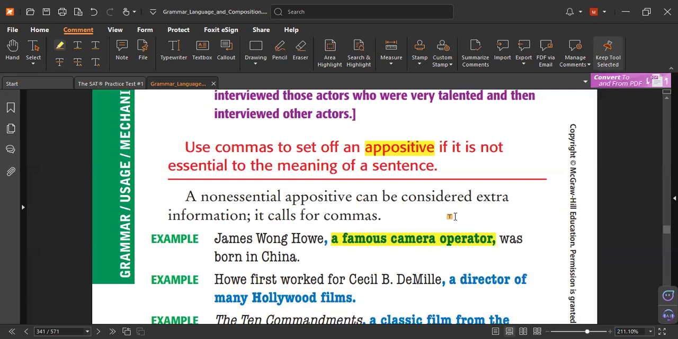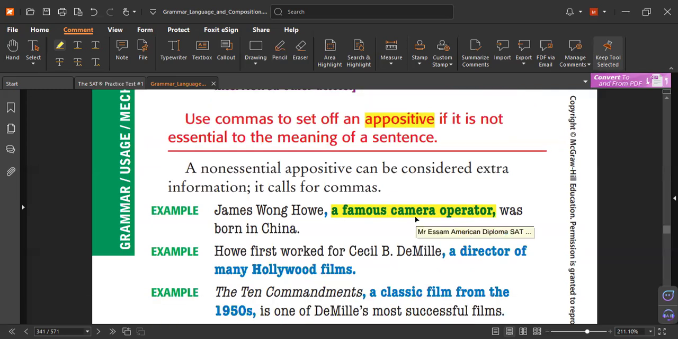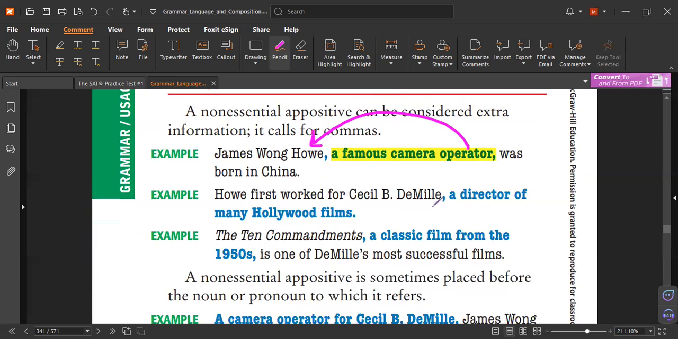James Wong Ho Bond. This is one. James was born in China. What is the idea of the birth in China and his job? Nothing. So can we use commas? Yes. That's why we call it a non-essential appositive. What is an appositive in English? Additional information to describe the subject. That's it. So we can use commas. So the same idea: delete and check the meaning.